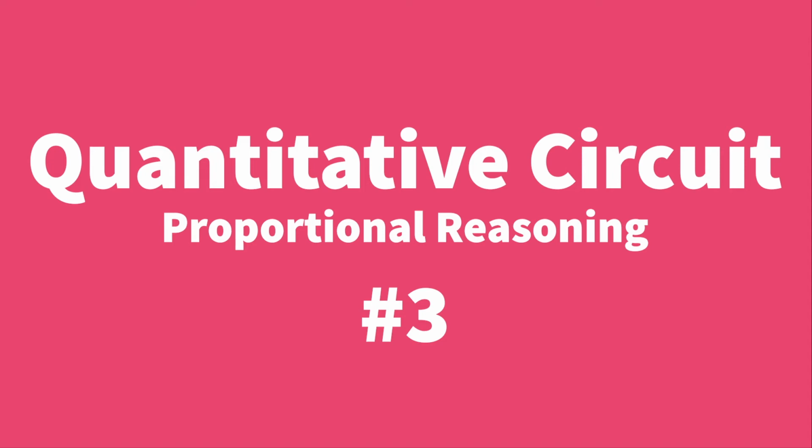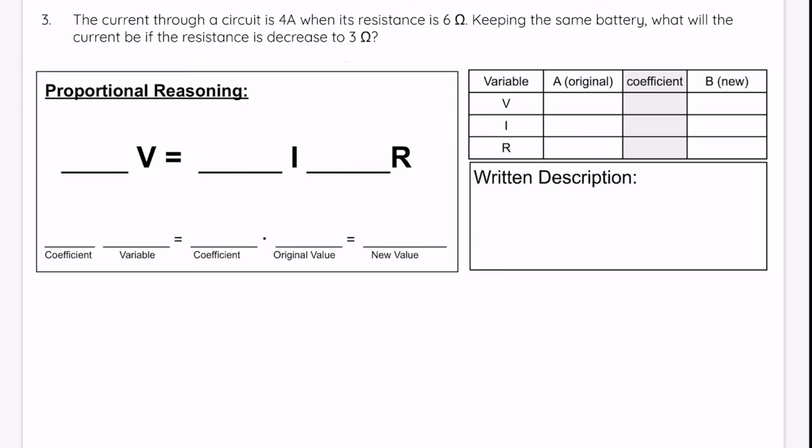So this is problem number 3 in proportional reasoning. The current through a circuit is 4A, and the resistance, which we'll highlight in yellow, is 6 ohms. Now we're going to write 4A in our table here because that's what was given to us, and then the resistance of 6 ohms.